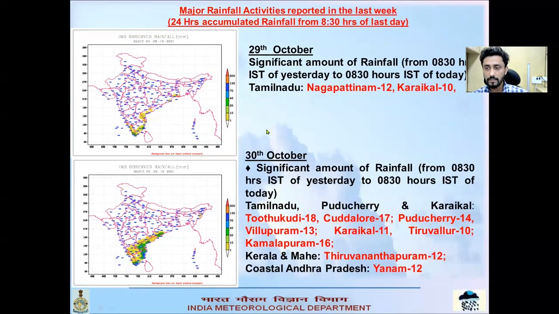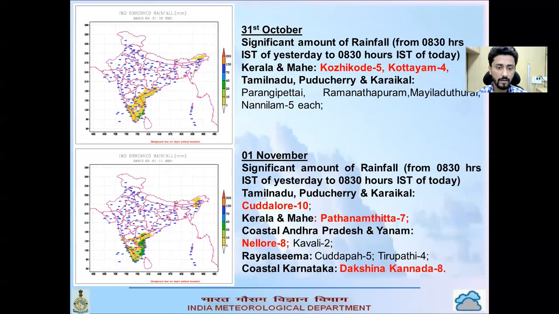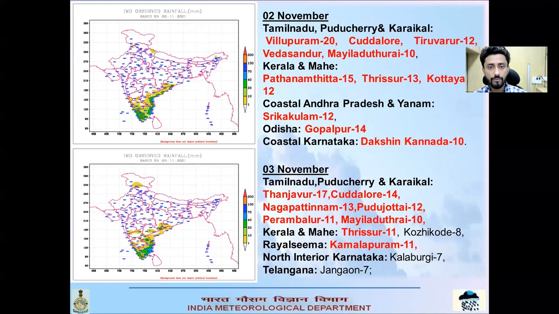Now, moving to the quantitative day-wise rainfall information, the places that received a significant amount of rainfall are marked in red. Nagapattinam received 12 centimeters of rainfall on 29th October. On 30th October, Thoothukudi received 18 centimeters. During 31st October and 1st November also, a few places observed a good amount of rainfall. On 2nd November, Villupuram, which lies over the Tamil Nadu, Puducherry and Karaikal subdivision, received 20 centimeters of rainfall. And on 3rd November, Thanjavur received 17 centimeters.